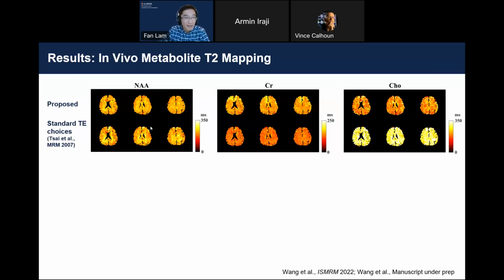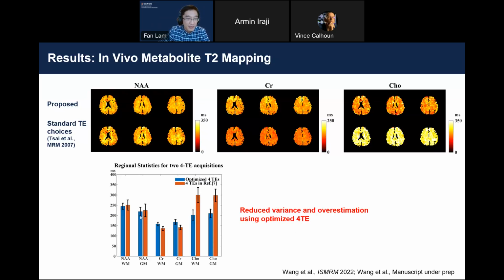But you can see the promise of this if you compare to the second row of the result, which people would have done using the typical TE choices. Compared to our choice of TE, you do see much better estimation. And you can do some regional statistics. You can see that the estimation variance is significantly reduced for our optimized TE combination.